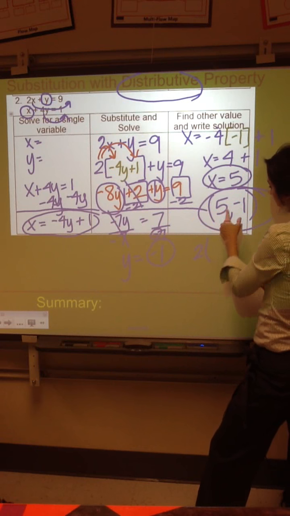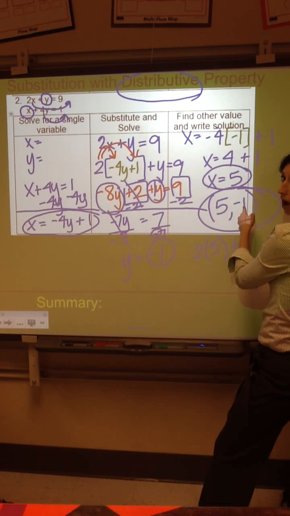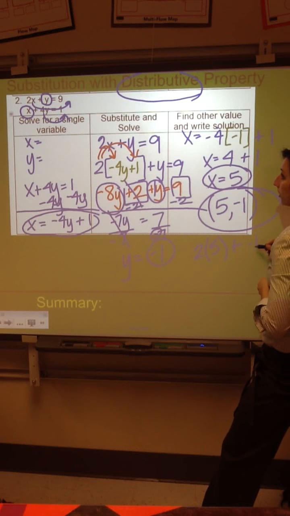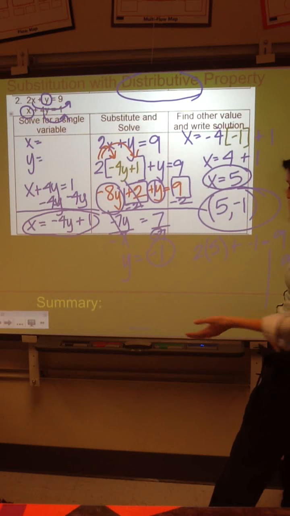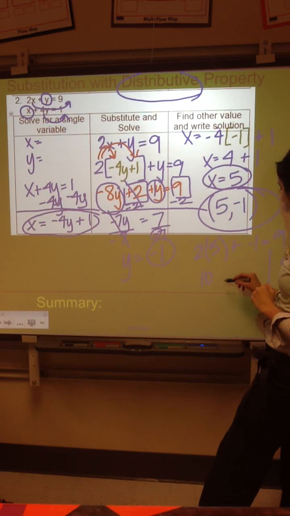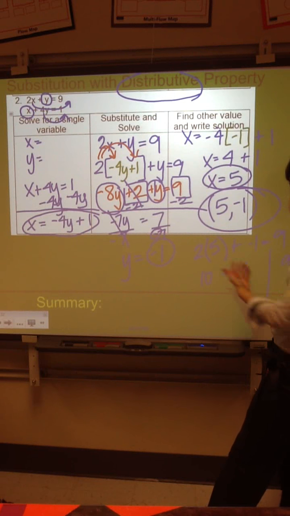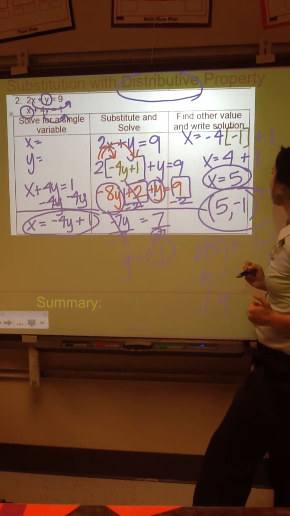2x, my new x here in my solution is 5. 2 times 5 plus my y is a -1 equals 9. Always draw your line under the equals. Bring down your 9. Let's calculate. 2 times 5 is 10 plus a -1. All right, 10 minus 1, 9. Is 9 9? Check, okay?